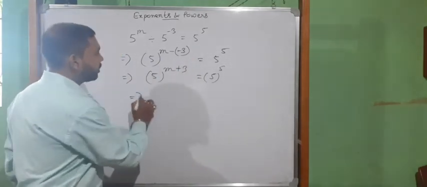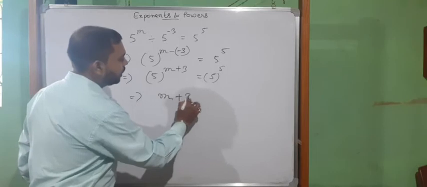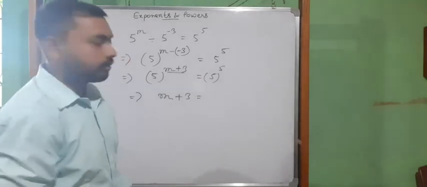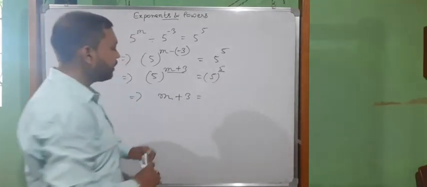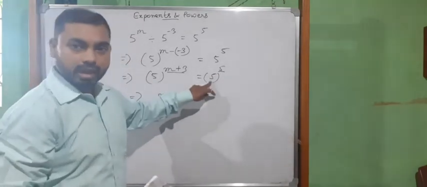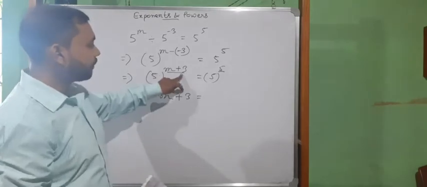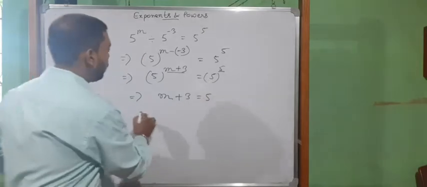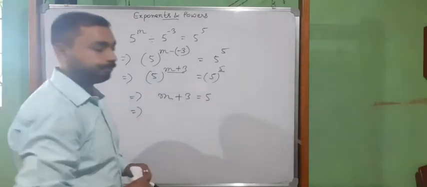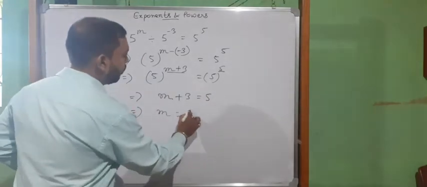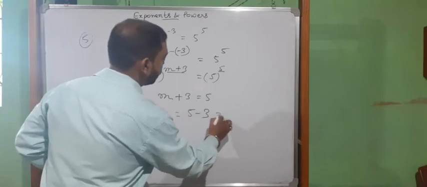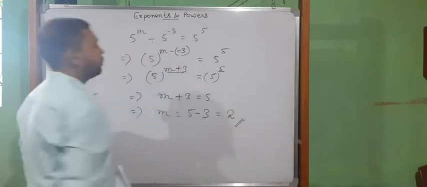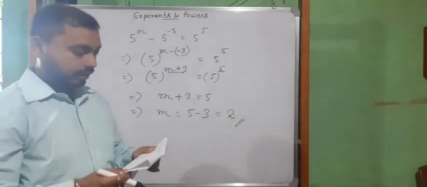So it is m plus 3. So here you see the exponent is m plus 3 and here it is 5. So we can write, since the base are same, therefore we can write m plus 3 it is equal to 5. So now we can take out the value of m. So m is equal to 5 minus 3. So 5 minus 3 it will become 2. So this is our final result.